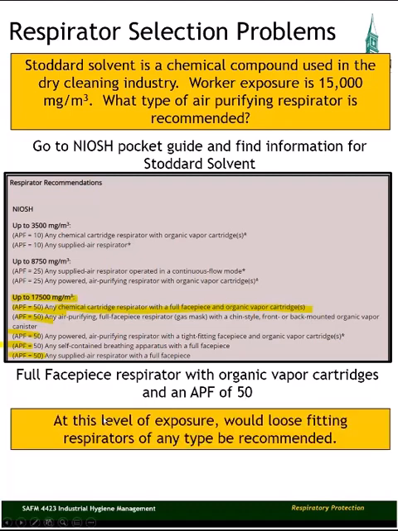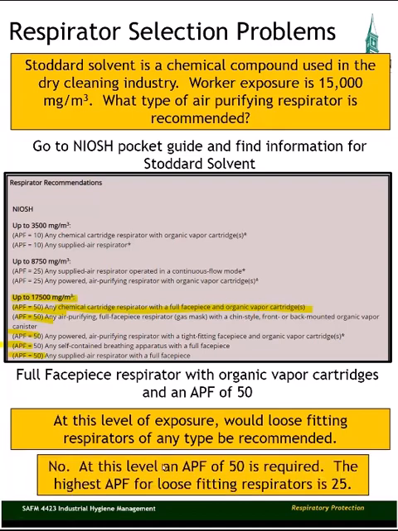Okay, at this level of exposure, would loose-fitting respirators of any type be recommended? No. At this level, an APF of 50 is required. The highest APF for loose-fitting respirators, a hood or a loose-fitting mask, is 25. You've got to have 50 when your concentration is this high, 15,000 milligrams per cubic meter.